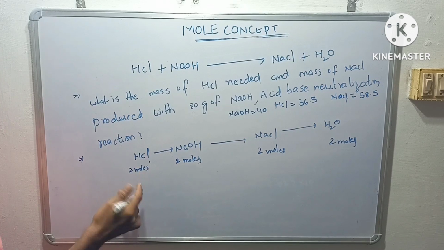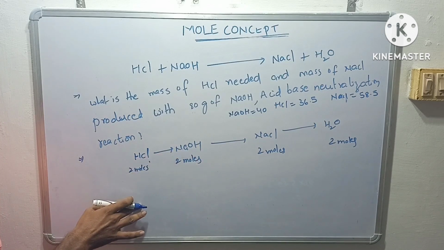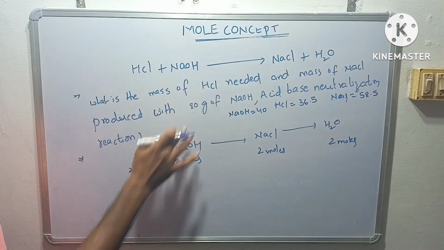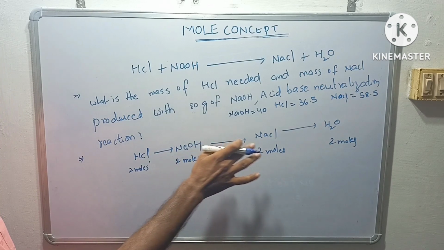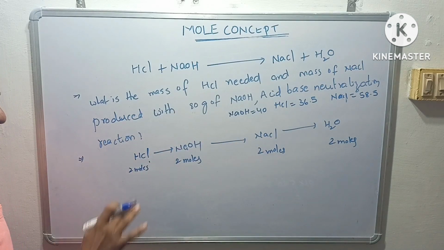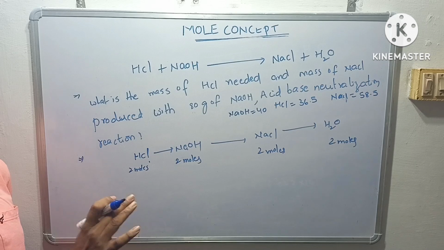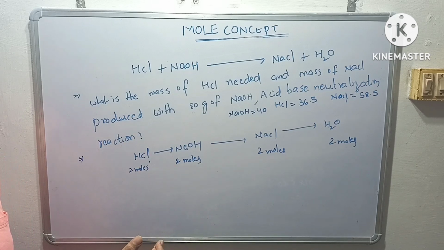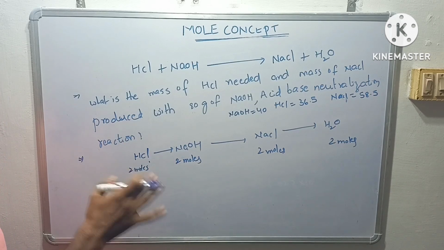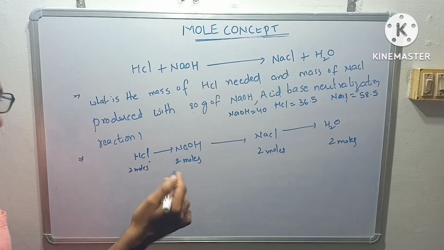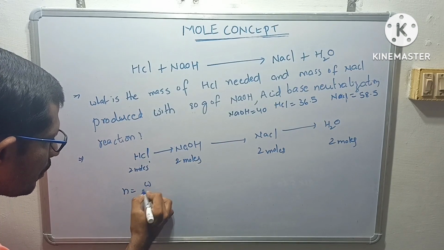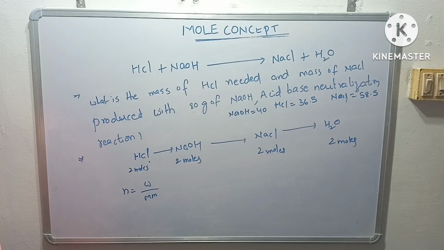Now we have calculated the moles, but what we need? We need the mass of the HCl and we need the mass of the NaCl produced. So what we are doing here, we are converting moles to mass. What is the formula we have to convert the moles to mass? n equal to weight by molar mass.